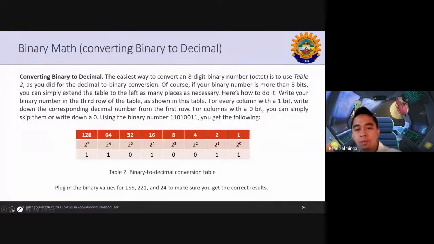Now, on the other hand, if you're going to convert binary to decimal, we also use the conversion table. How? If you're given this binary value, 11010011, what are you going to do? First, you plug in the values: this is 1, this is 2, and what's the value of this one? 16. So 16.